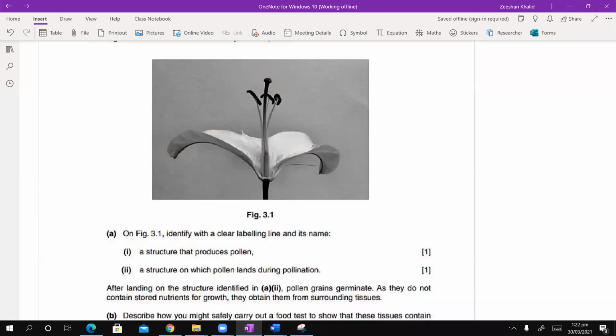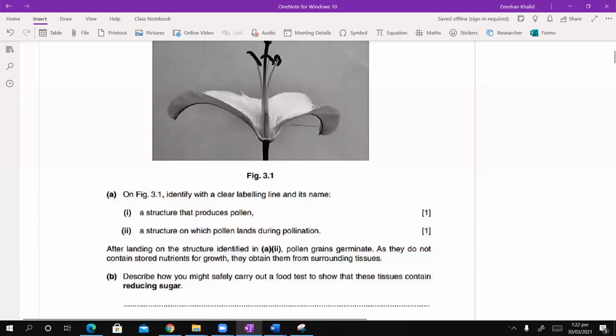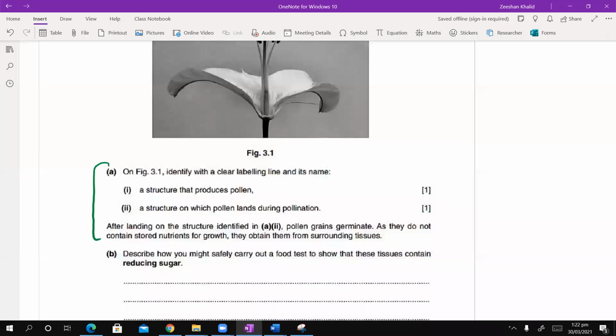ये वाला portion अभी हम नहीं कर रहे because this is not food tests. So I just want you to ignore the A part. ठीक है? Just ignore the A part.